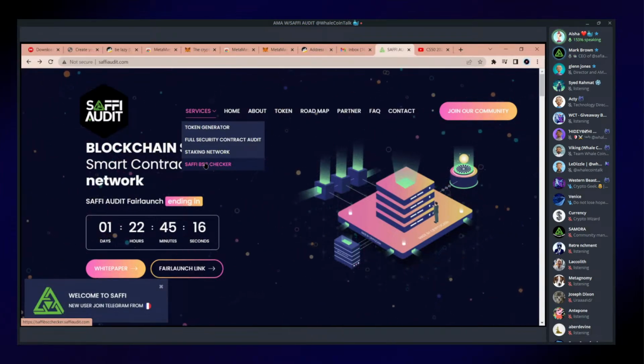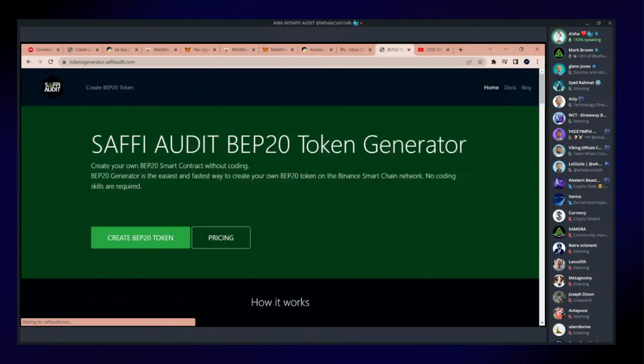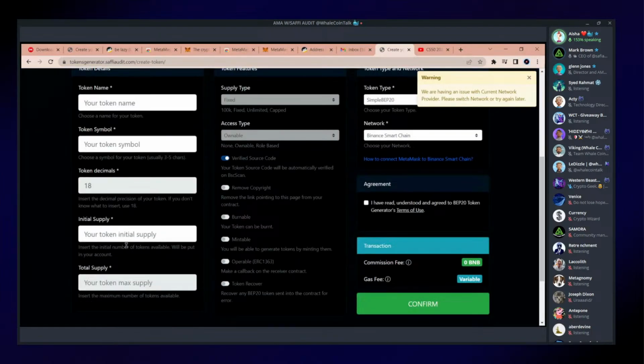Understood. Okay, last thing for me. If any project that had an audit from you later rug pulls or faces any exploit, will you be releasing a detailed report after the investigation to share the findings, what actually happened, and who should be held accountable?